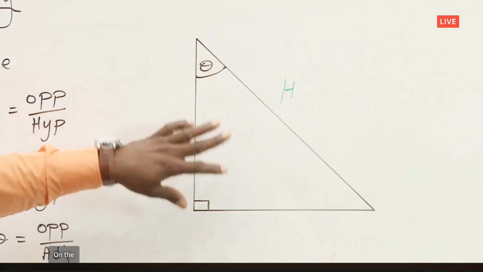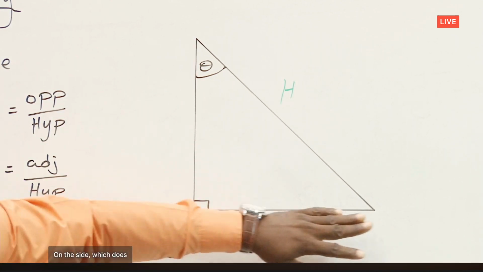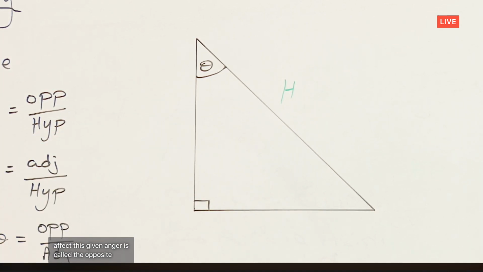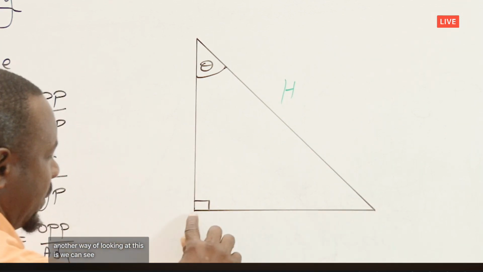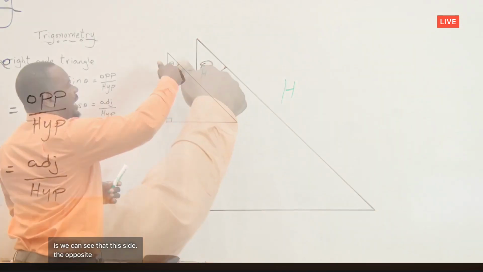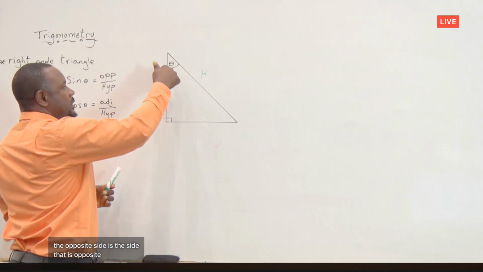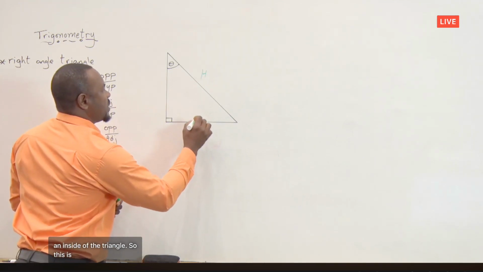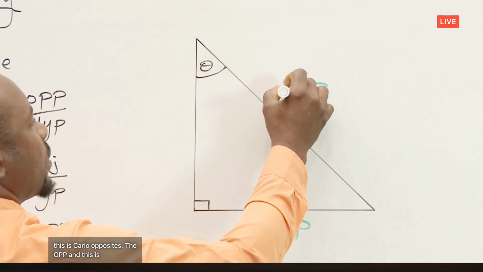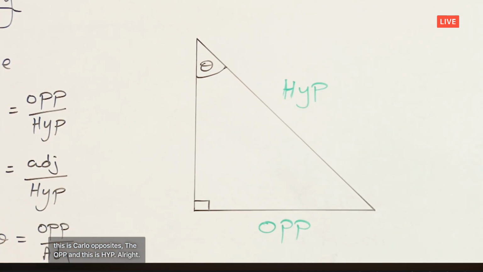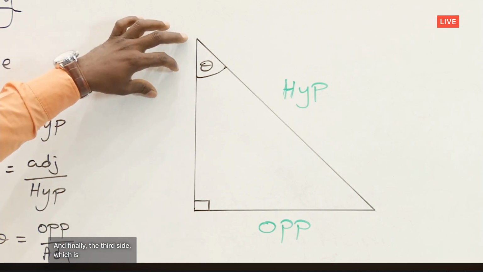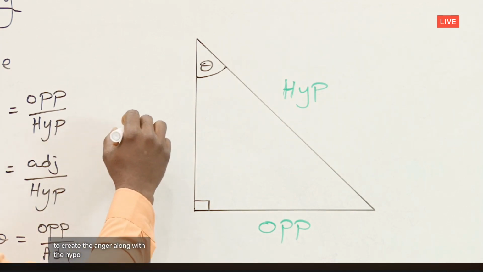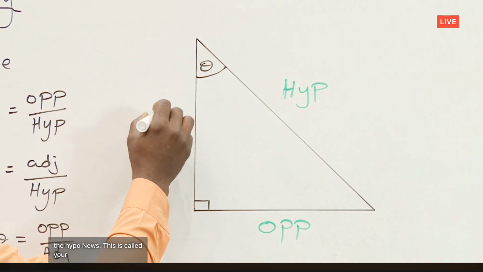and the side which does not affect this given angle is called the opposite side. Another way of looking at this is we can say that the opposite side is the side that is opposite to the given angle inside of the triangle. So this is called our opposite, let's just say OPP, and this is HYP. All right? And finally, the third side, which is the side that is used to create the angle along with the hypotenuse, is called your adjacent side, ADJ. Okay?